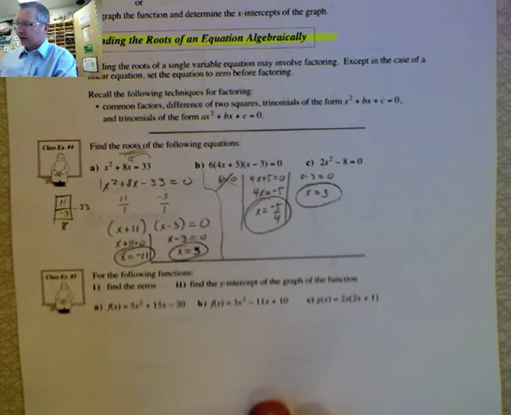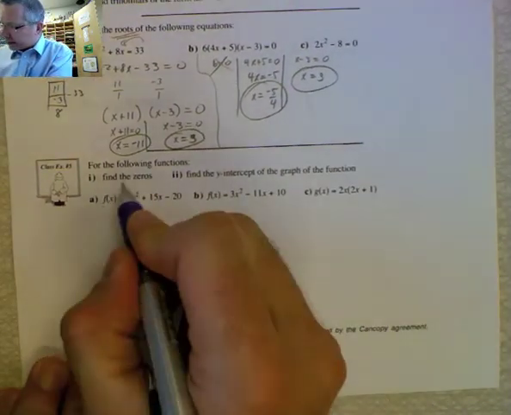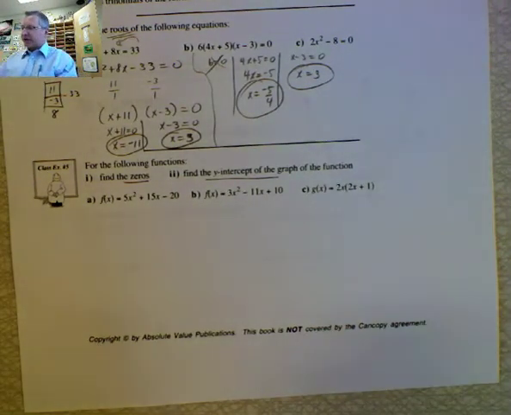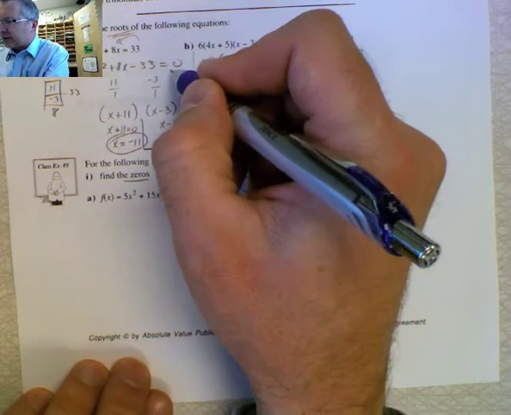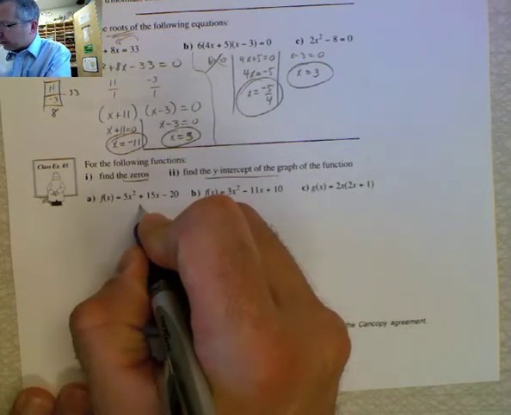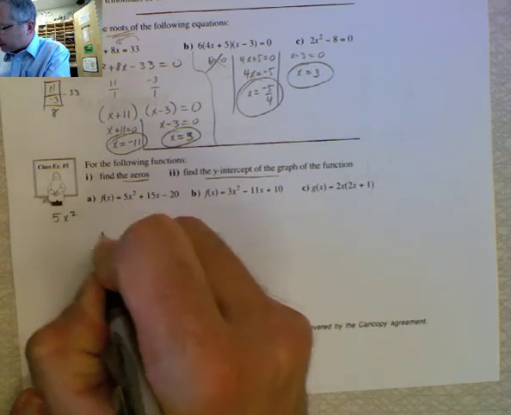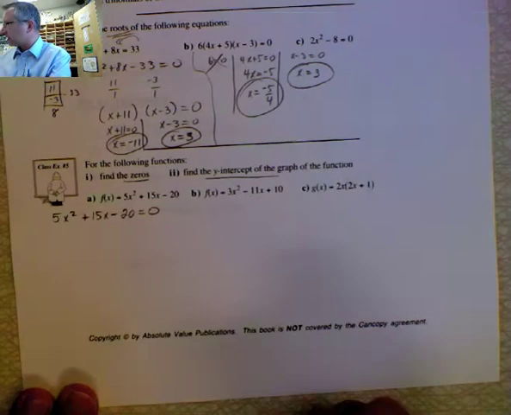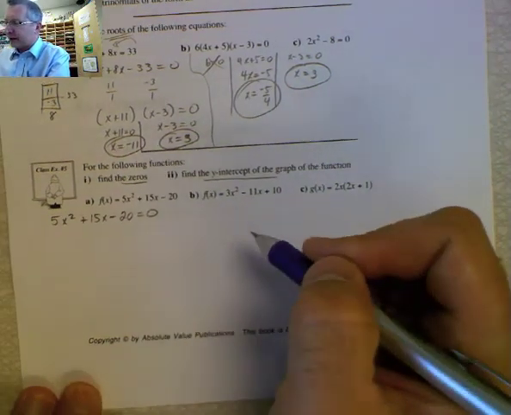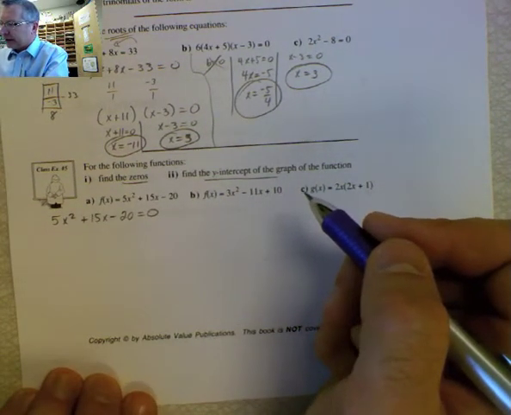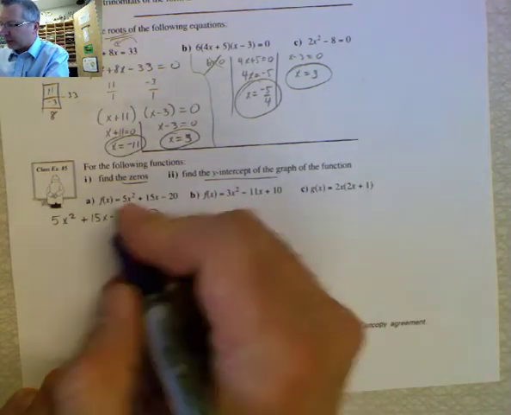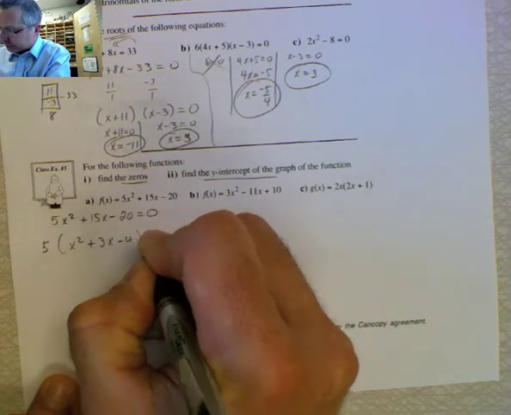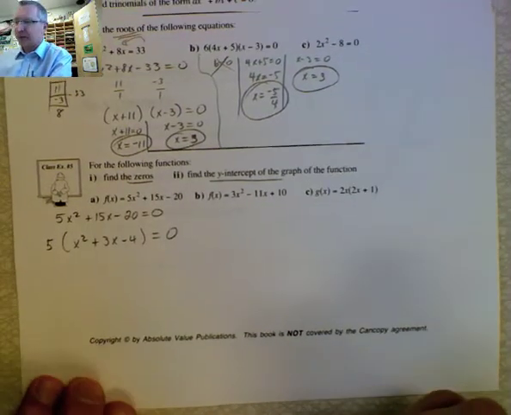Now, the next question says, find the zeros and find the y-intercept. Now, finding the zeros is just like finding the x-intercepts or finding the roots. The first thing we need to do is we need to take our equation and set this equation equal to 0. Now, the first type of factoring you always want to try to do is take out a common factor. In this case, we can take out a 5, and we're left with x squared plus 3x minus 4.